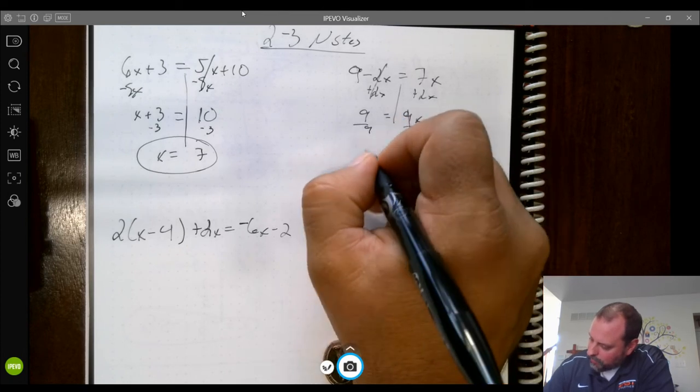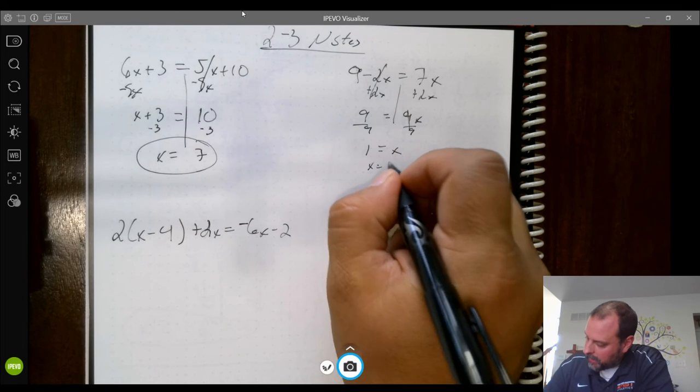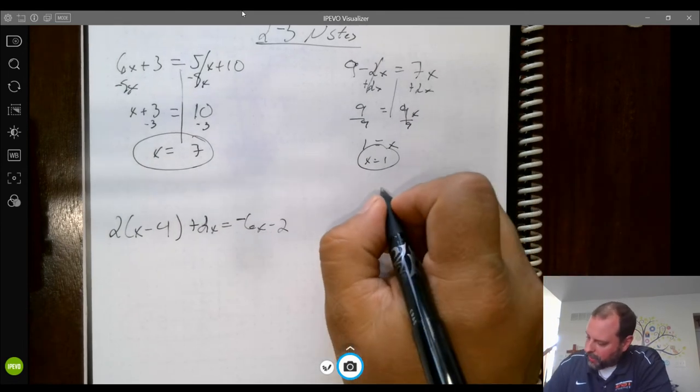Again, this turns into one more step. 9 divided by 9 is 1. On the other side, you get x. So some people are like, well, that looks weird. 1 equals x. Do you want to flip it? Sure, you can. X equals 1. And now, if you are just, I always move things from the right to the left. Here's my caution with that.